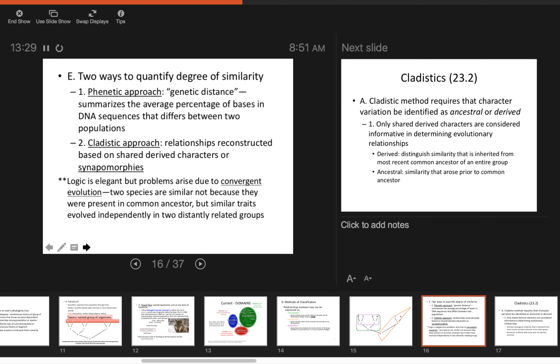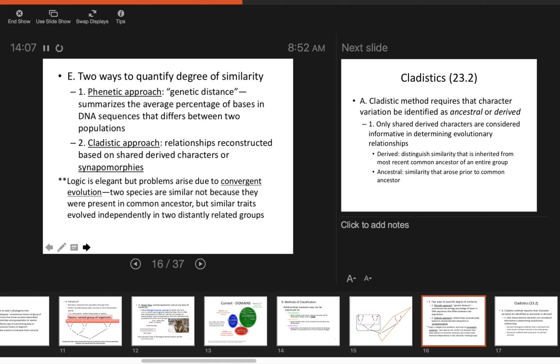Okay, so there's 2 ways to quantify the degree of similarity. The phenetic approach is looking at DNA sequences, which we can't do because we're in veterinary school, right? The cladistic approach, however, means that you can look at shared derived characters or synapomorphies. So here's another term that you're going to see a lot. Synapomorphies: shared derived characters or shared derived traits. You look at all the traits in a table, you put pluses for those that have them, zeros if they don't, and then from that information you can construct a phylogenetic tree.